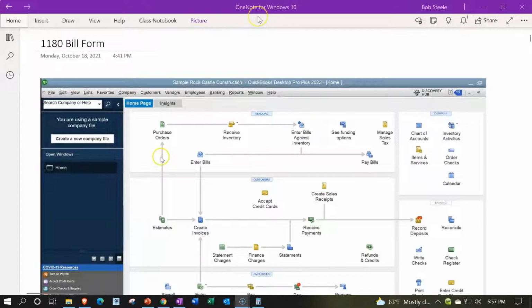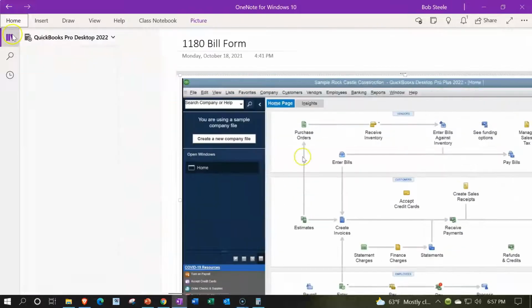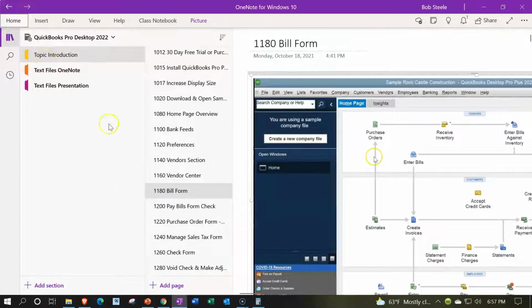Here we are in OneNote. If you have access to OneNote and would like to follow along, you're not required to, but if you would like to, we're in the icon on the left-hand side, Topic Introductions tab, down in the 1180 Bill Form tab.